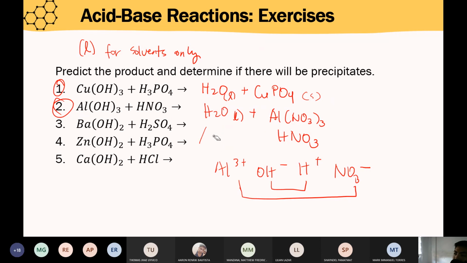And again, based on the solubility rules, nitrates are soluble. So, ibig sabihin, this is not a precipitate. So, hindi mo kailangan maglagay ng S dyan, kasi hindi yan precipitate.